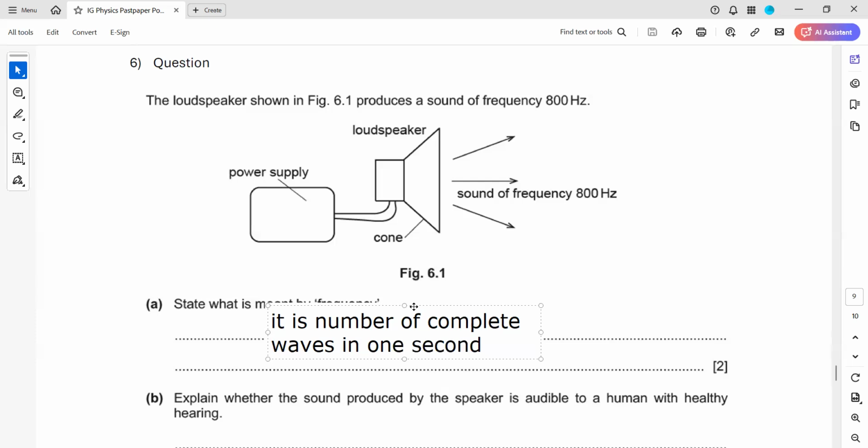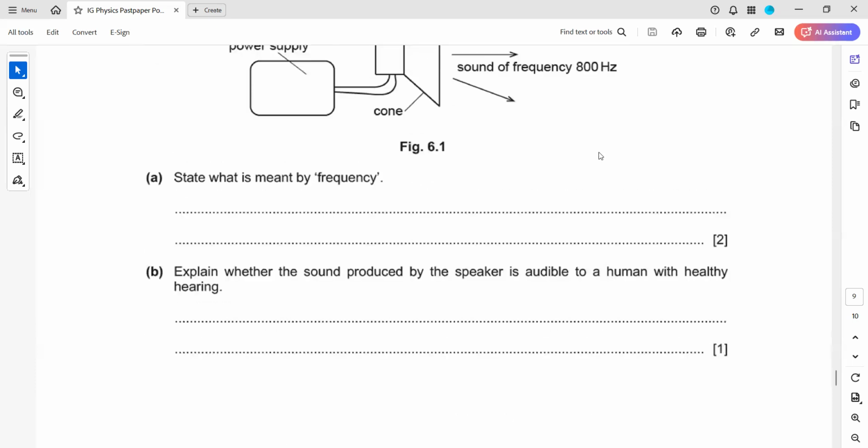If you say frequency is the loudness of a sound, that is not the right definition. Loudness depends on amplitude. So frequency is not loudness. Frequency does not affect the loudness. The loudness is affected by amplitude. The louder the sound, the higher the amplitude.